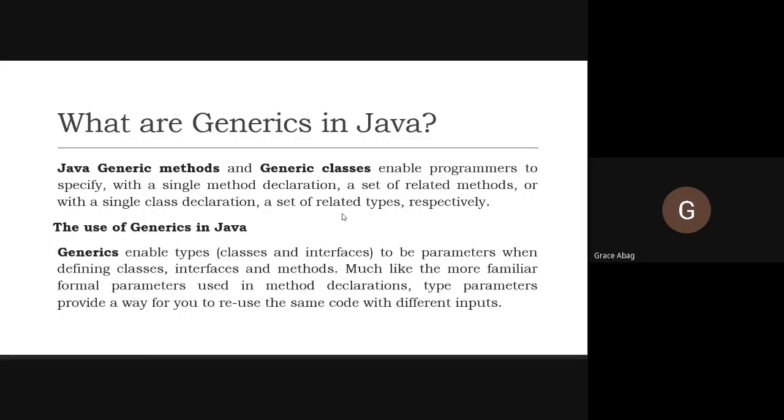So the use of generics in Java enables types, the classes and interfaces, to be parameters when defining classes, interfaces, and methods, much like the more familiar formal parameters used in method declarations. Type parameters provide a way for you to reuse the same code with different inputs.